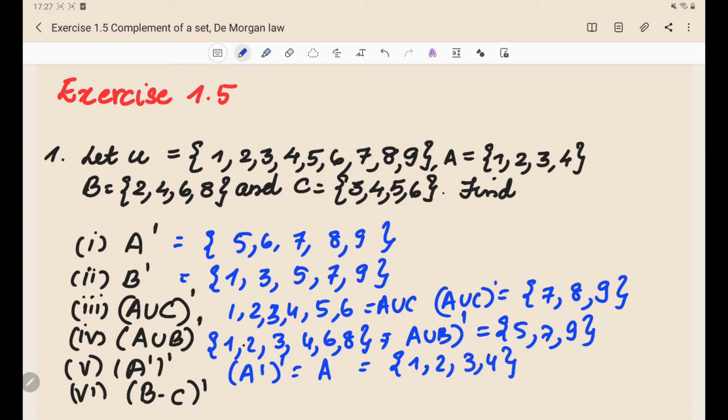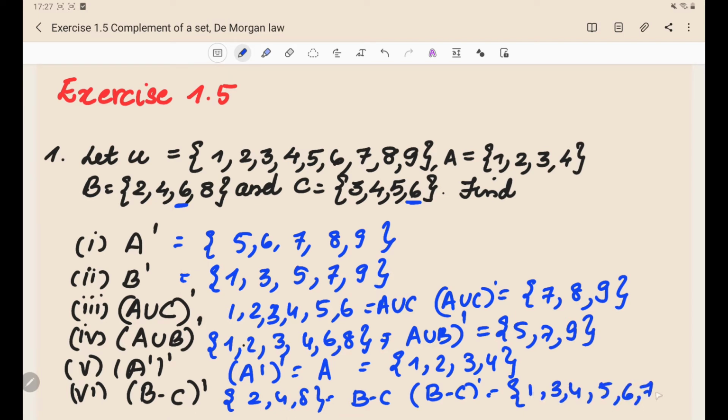Again, what is the complement of B minus C? B minus C is all the elements of set B which are not elements of C. The elements of B are 2, 4, 6, 8, and you can see that 6 is common to both B and C, so you have to avoid that. The rest of the elements of B minus C are 2, 4 and 8. But the question asks for the complement of B minus C, so all the other numbers other than 2, 4 and 8. What are they? 1, 3, 5, 6, 7 and 9. I hope this problem is clear.